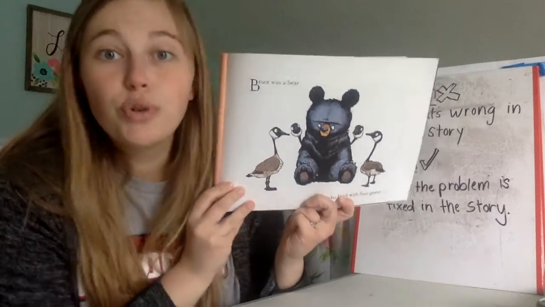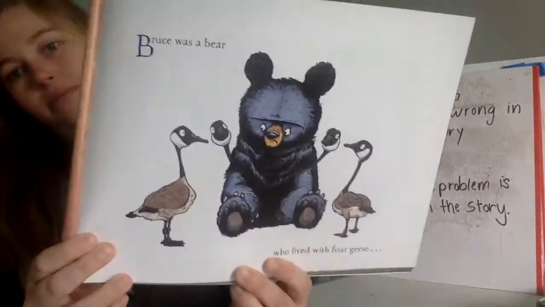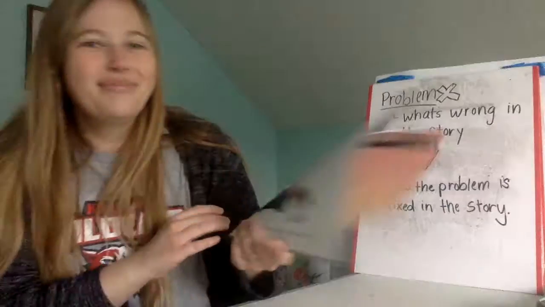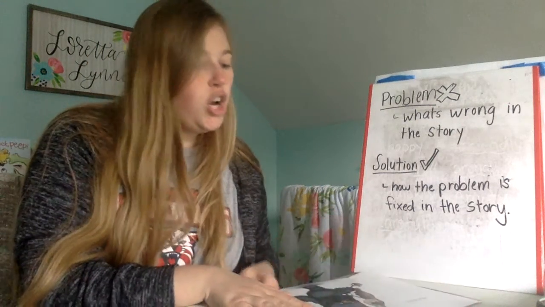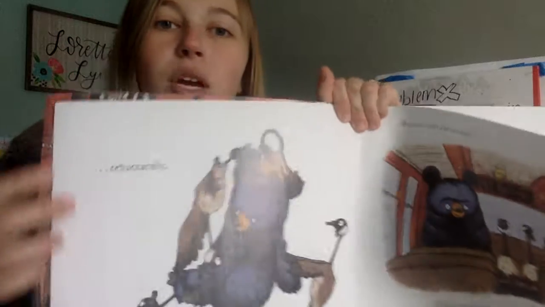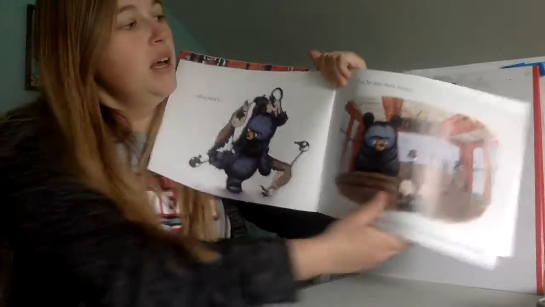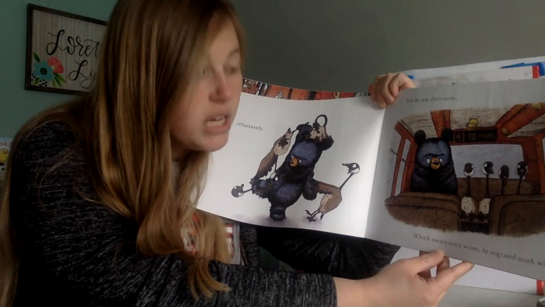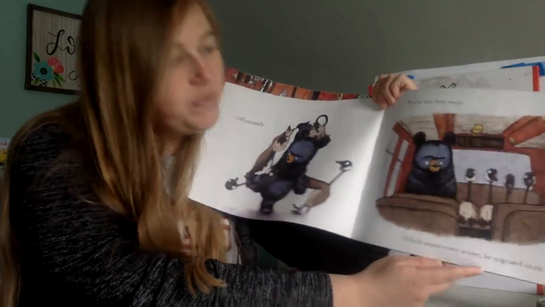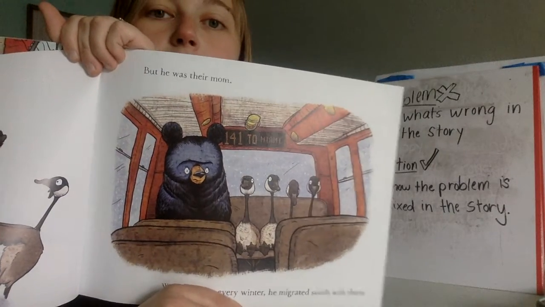Okay. Bruce was a bear who lived with 4 geese. Reluctantly. So that big word reluctantly means he didn't really love living with the geese. But he was their mom, which meant every winter he migrated south with them. They're on a bus, boys and girls, and it says they're heading to Miami, which is in Florida, which is south. South means down.